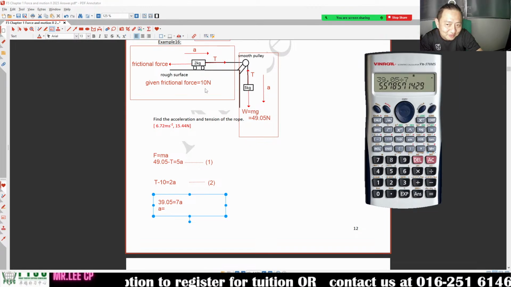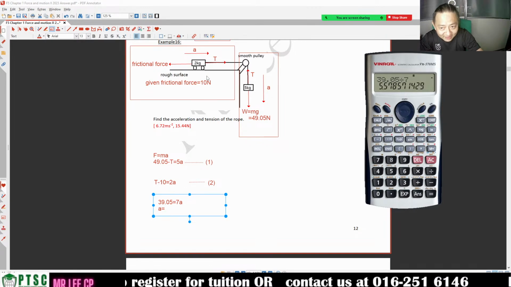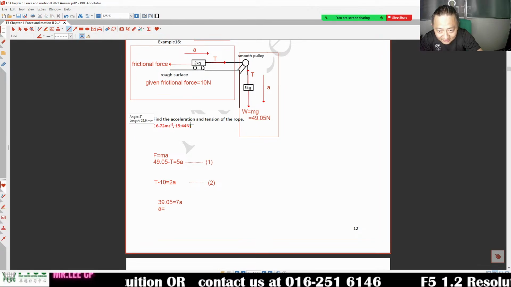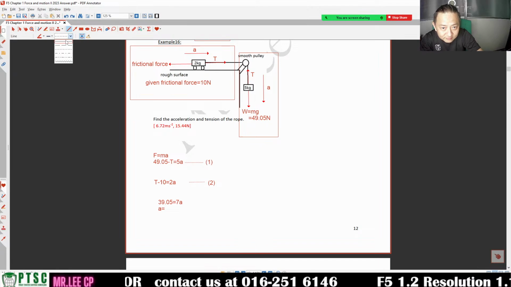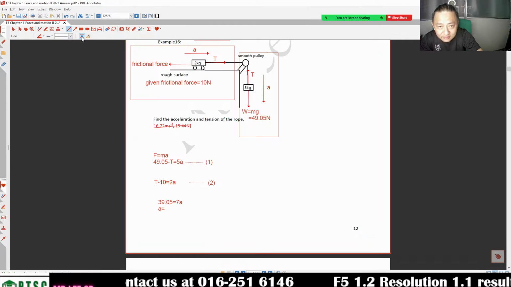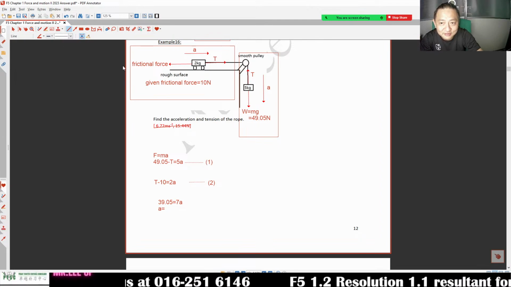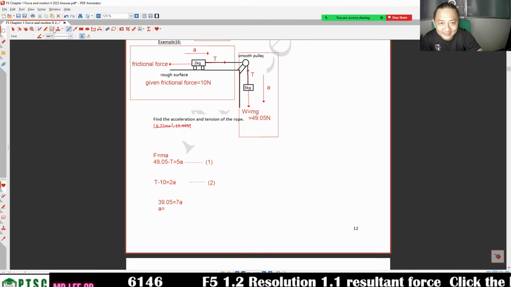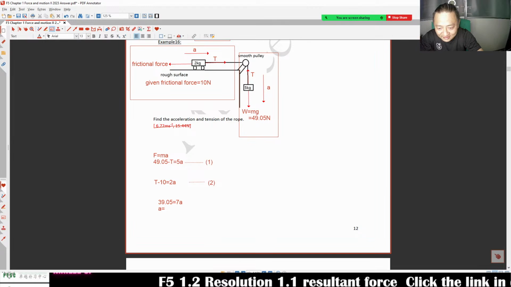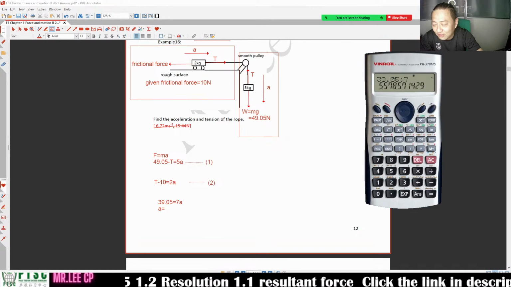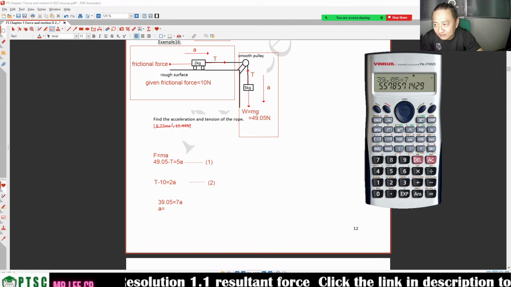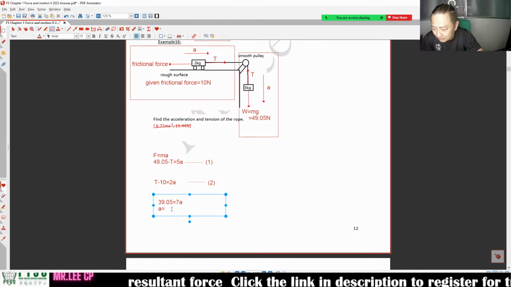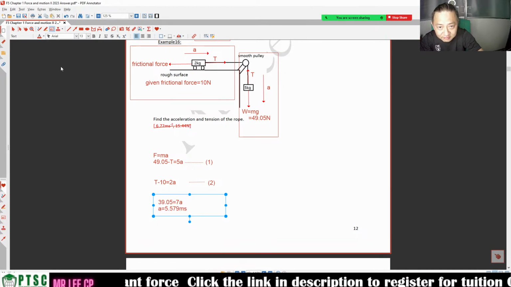Because in this question I didn't give friction, this answer is wrong. Wait. This answer is wrong. When I set the question, I did give it. I must give, right? I just forgot to write. What's the answer? 5.579 m/s negative 2.